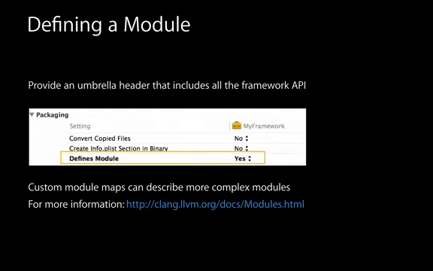Now, if you have a more complicated framework where that single umbrella header is not sufficient, you can use a custom module map. And there's more information to describe how that works on the LLVM website.